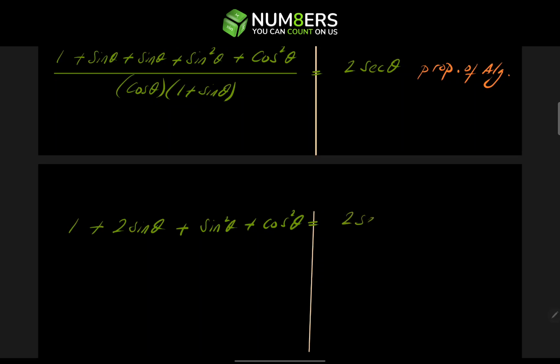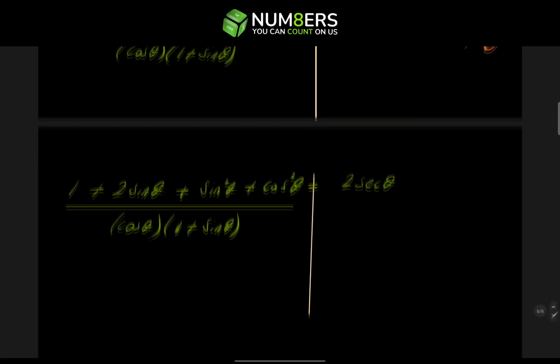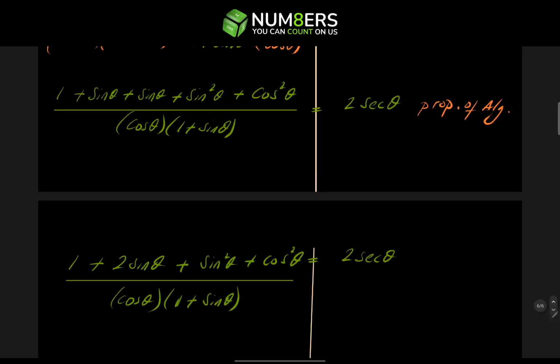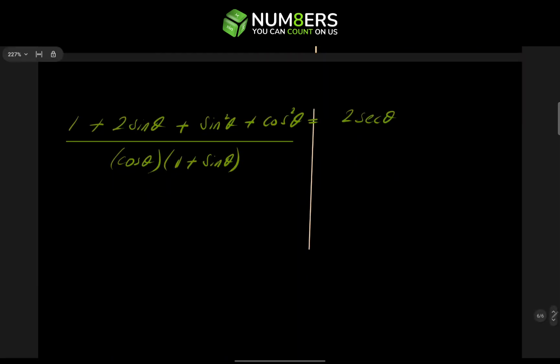2 secant theta all over cosine theta times 1 plus sine theta. Here what we did was we simplified by writing sine theta plus sine theta is equal to 2 sine theta. So we write simplifying.